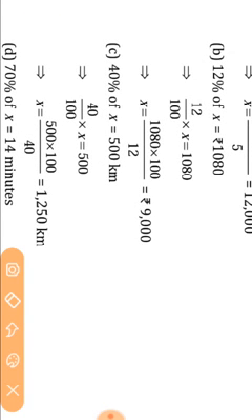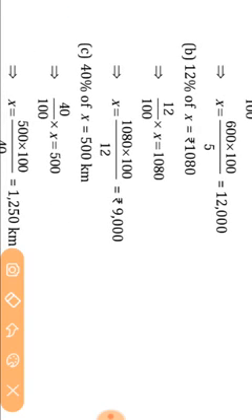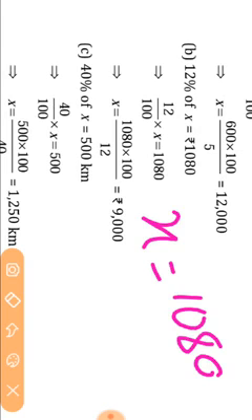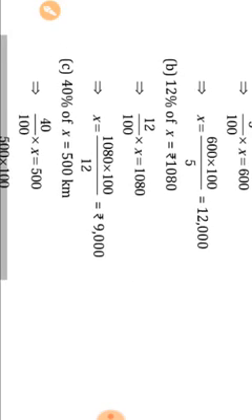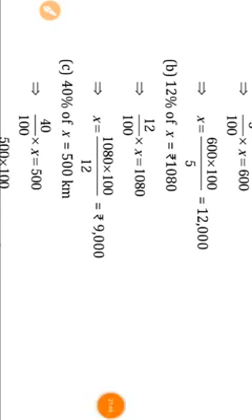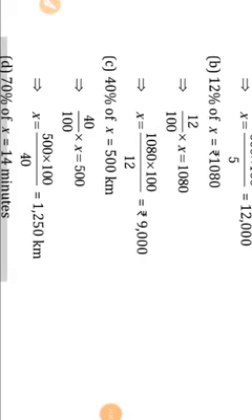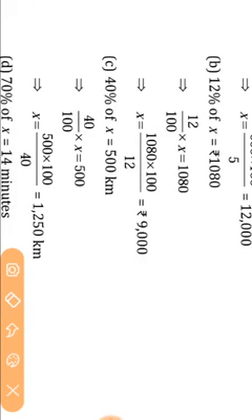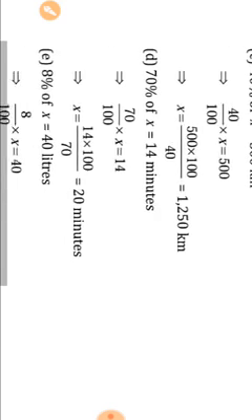12% of x, so 12 by 100 x. You can transfer the 100 to the other side as 100 by 12, or directly take the reciprocals. So x is equal to 1080 divided by 12 by 100, which is 1080 times 100 by 12. So multiplication, cancellation and simplification, you can do it as rupees. I hope you understand.